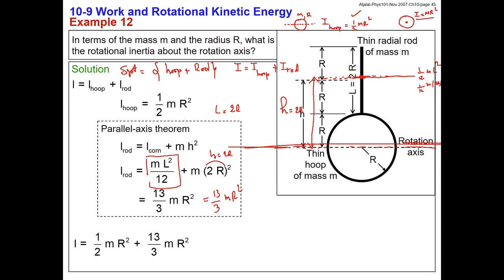Now I just have to add. And when I add, I find the moment of inertia of my system around the axis of rotation. Okay? It's like the center of mass. If I have a complex geometry, I break it down into simple geometries and I calculate the moment of inertia of each simple geometry around the axis of rotation. And of course, the parallel axis theorem is very helpful in this case.